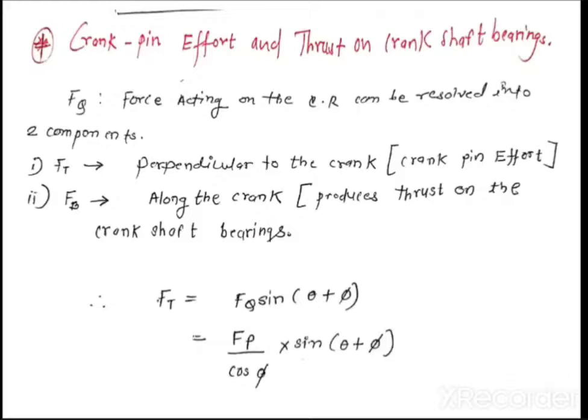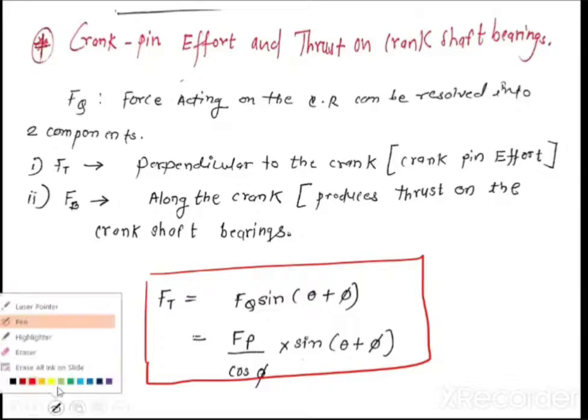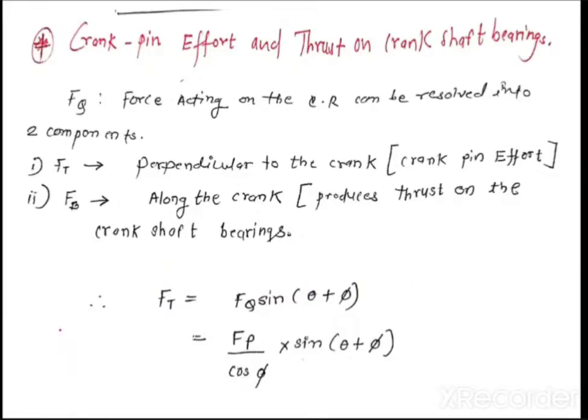Okay. So this Ft is equal to, I said earlier, if you look into the figure properly, sin theta plus phi is nothing but opposite side upon hypotenuse. So Ft upon Fq, right? So from this I am getting Ft is equal to Fq sin theta plus phi. But what is Fq? Fp upon cos phi. Okay. So in this way, from this figure I am getting the formula for the Ft. Okay. So see here, I have just calculated first Fp and rest I am calculating using a force diagram. So it is very, very important that you should be able to draw this force diagram.